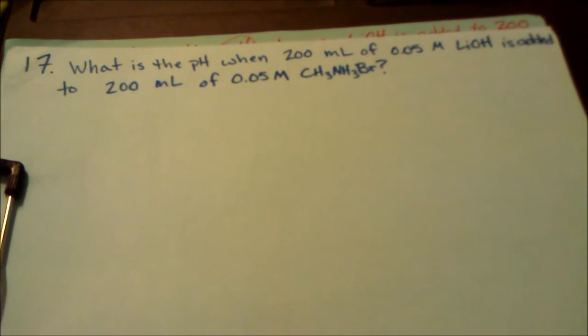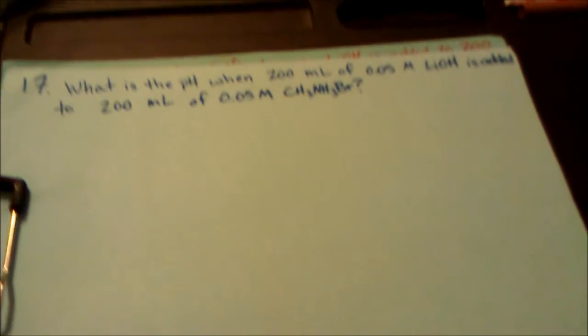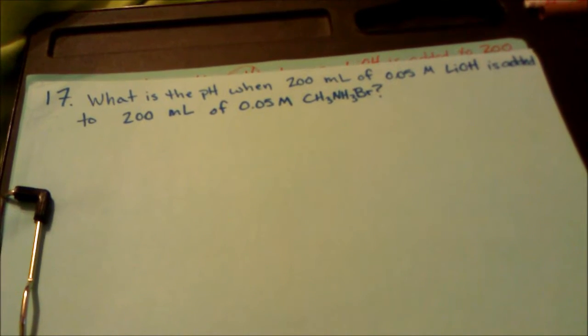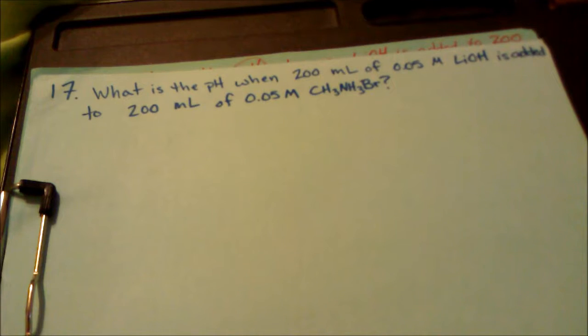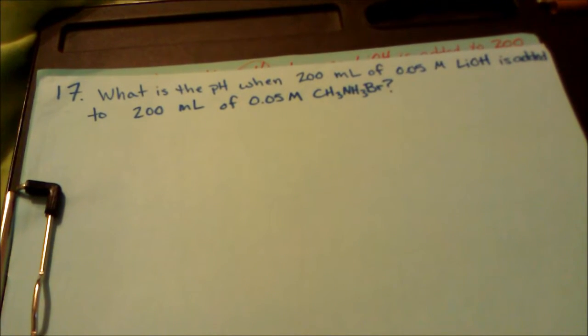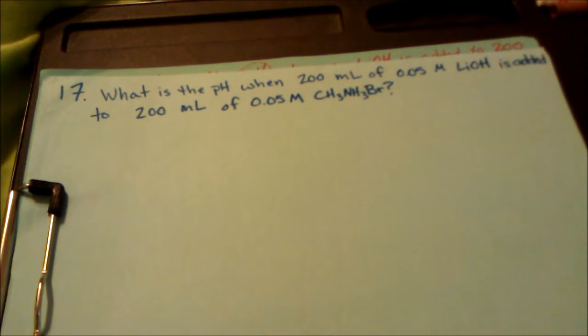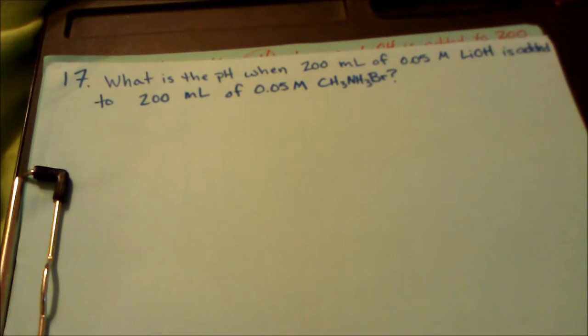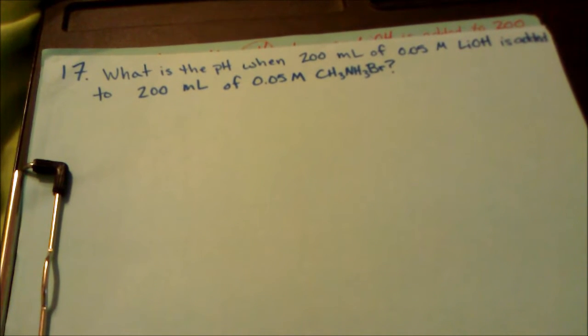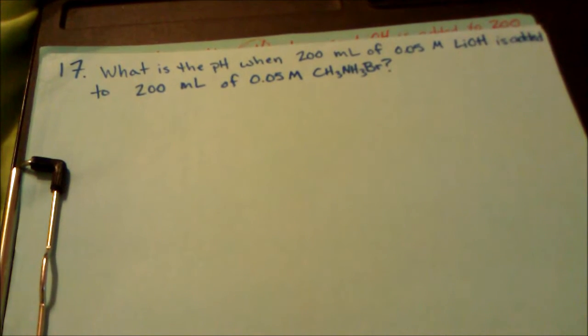Alright, it's time to do number 17 on that same worksheet. And here we go. What is the pH when 200 mL of 0.05 molar LiOH, lithium hydroxide, is added to 200 mL of 0.05 molar methylamine bromide?